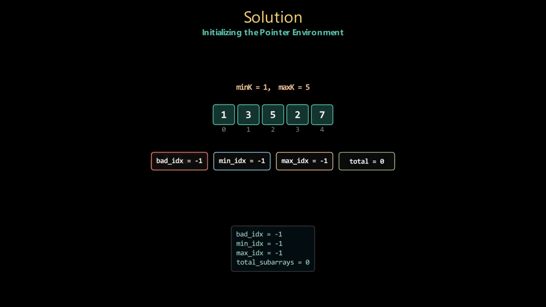We begin by initializing our environment. We set our last seen out-of-bounds pointer, our minimum key tracker, and our maximum key tracker all to -1. We also establish our grand total accumulator starting at 0.